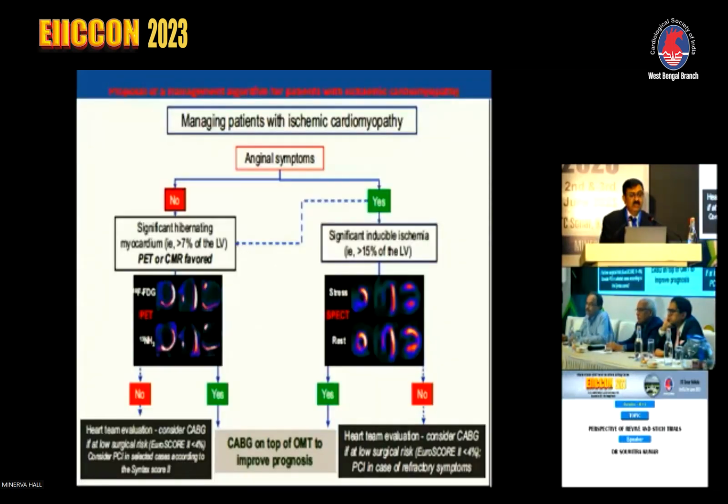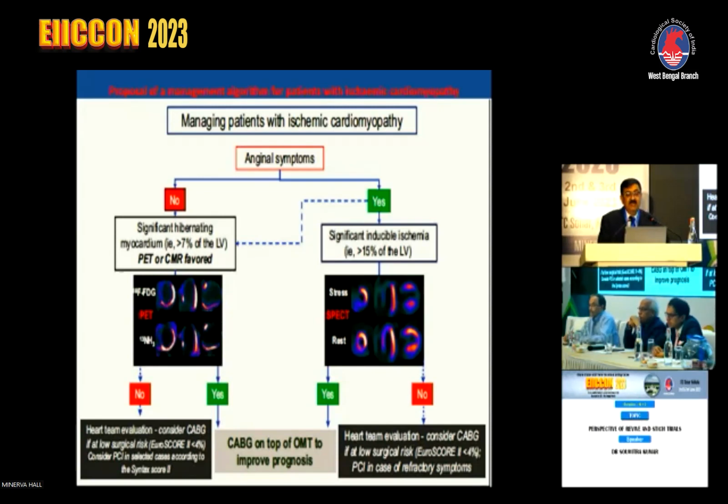So this is a master algorithm that I would like to present to the audience. Managing patients with ischemic cardiomyopathy: anginal patients, if no, look for significant hibernating myocardium, at least more than 7%, studied by PET or CMR. If yes, go straight for CABG on top of OMT to improve prognosis. If not, go for a heart team evaluation, consider CABG. If low surgical risk, EuroSCORE 2 less than 4%, consider PCI in selected cases according to SYNTAX score.